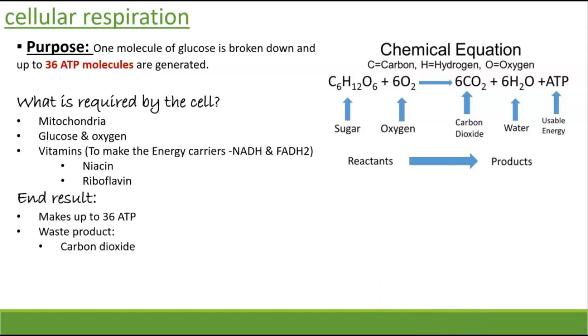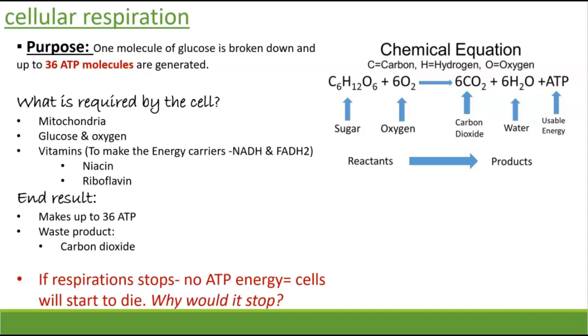The end result, you're going to get up to 36 ATP made, and a waste product, which is carbon dioxide. We already talked about carbon dioxide being acidic and toxic for the cell and for the organism. If respiration stops, what can happen? No ATP energy would be generated in the cell, and cells would start to die.